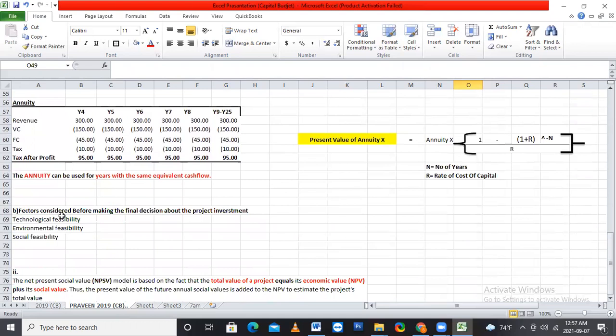B part is factors considered before making the financial decision about the project investment. Before making the financial decision, we consider 3 things: technical feasibility, environmental feasibility, and social feasibility. And also they ask about the net present social value. It equals the economic value plus social value.